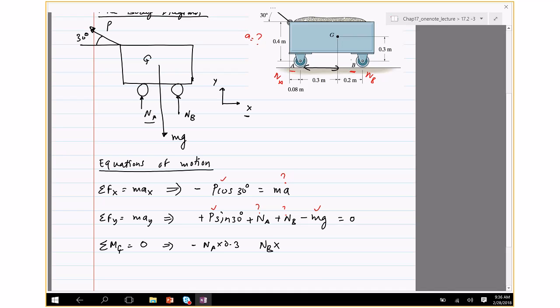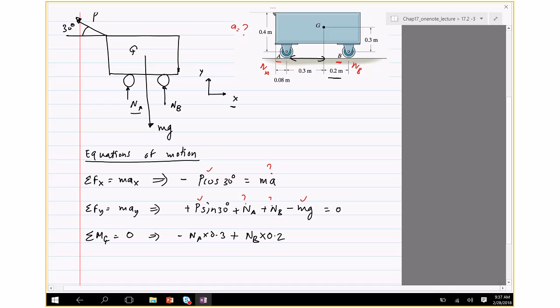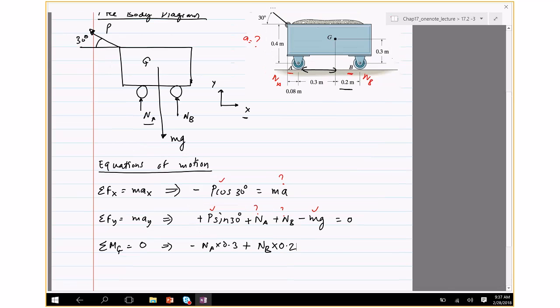NB times this distance is the moment due to NB about G. And again, if you hold a cart at G, apply the force NB, it's going to tip the cart in the counterclockwise direction, so that's positive. So what's the moment due to mg? It's 0, right? It's 0 because mg passes through G. What else? We are left with P.